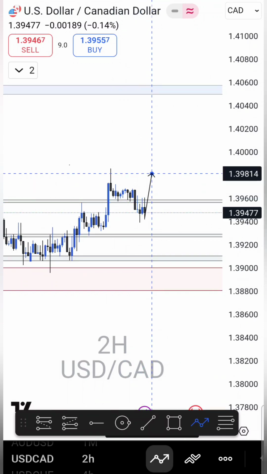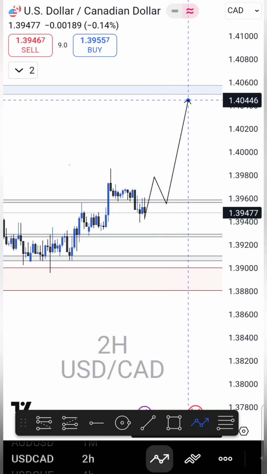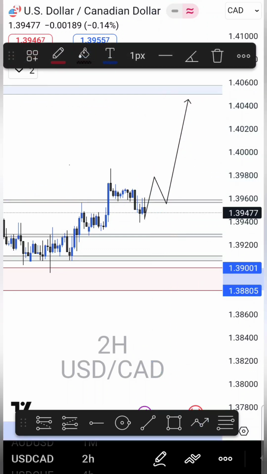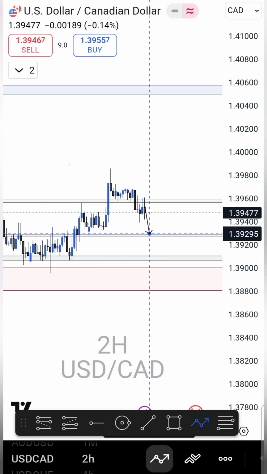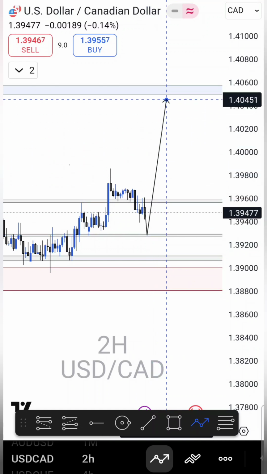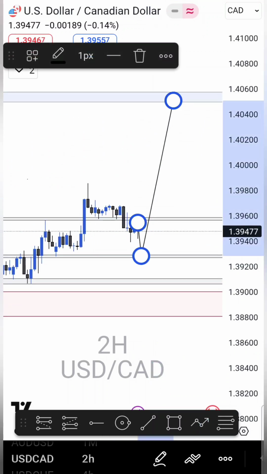One, price breaks above again with strong momentum, and then I'm looking for that retest, and then I'll continue to buy. That's one way of buying. The second way I'm looking at is for price to come all the way down here for an equal higher low, and then we'll continue to buy again. So these are the two ways I'm looking to buy on USDCAD.